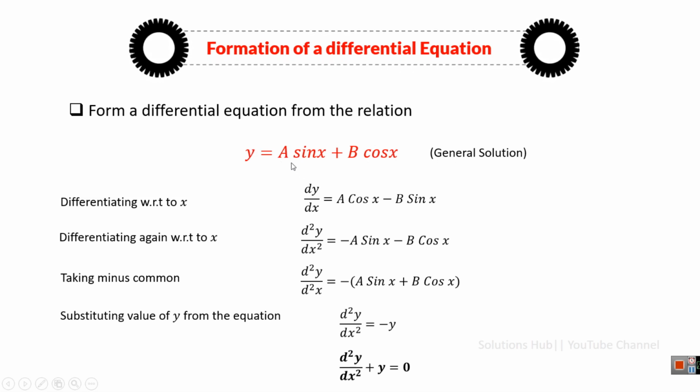You just have to keep in mind the number of constants appearing in that particular equation, and you have to take derivatives that many times, equal to the number of constants. If it is 2, then you have to differentiate twice. If the constants are 3, then you have to differentiate thrice. So now moving towards the types of solution.